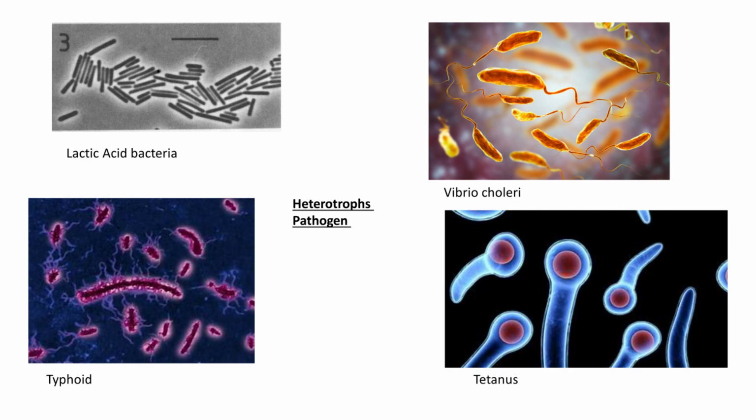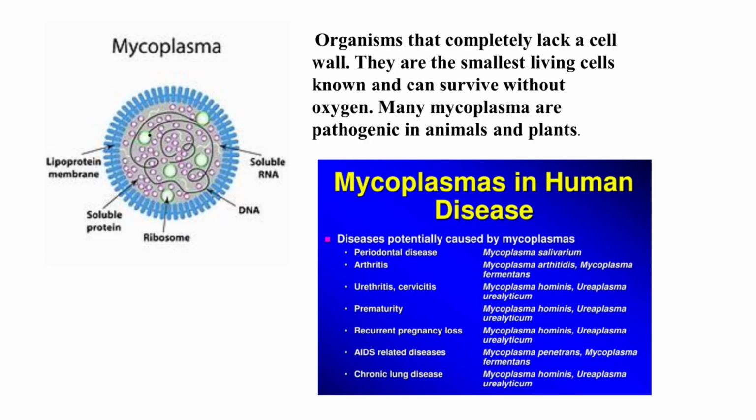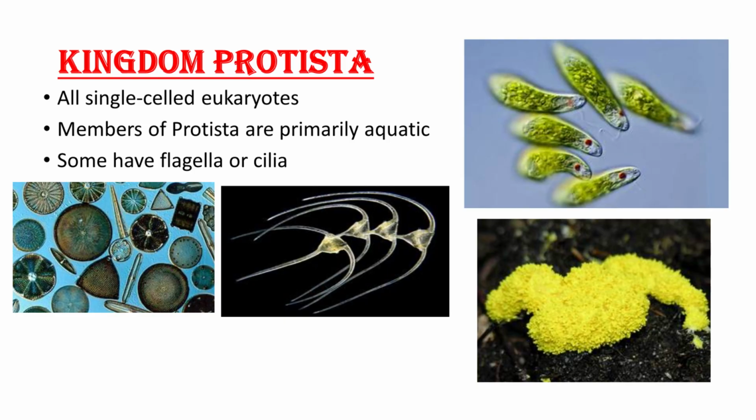The mycoplasma are organisms that completely lack a cell wall. They are the smallest living cells known and can survive without oxygen. Many mycoplasma are pathogenic in animals and plants. Now, kingdom Protista. All single-celled eukaryotes are placed under Protista. In this video it includes chrysophytes, dinoflagellates, euglenoids, slime molds, and protozoans under Protista.